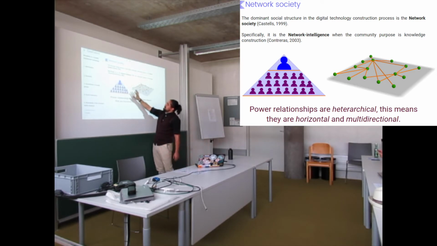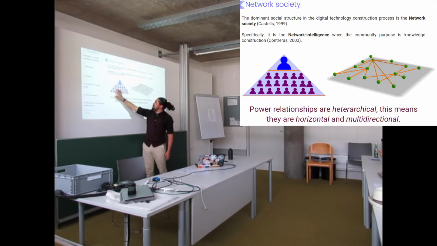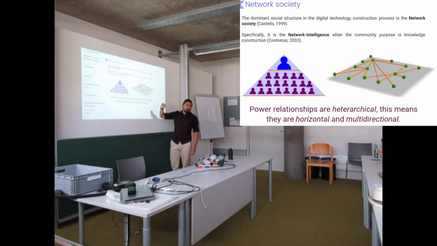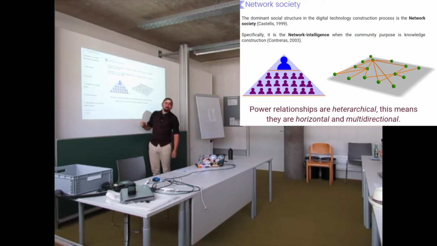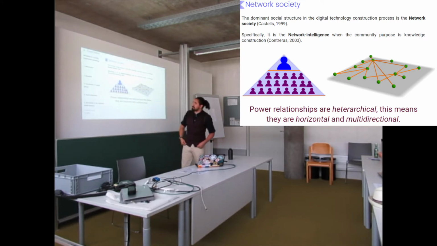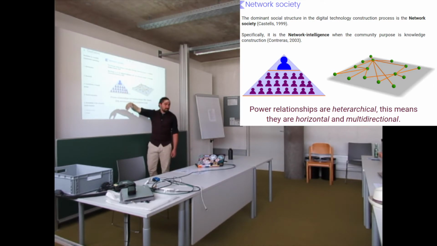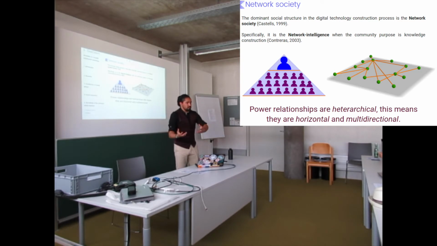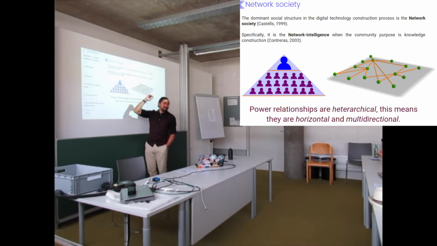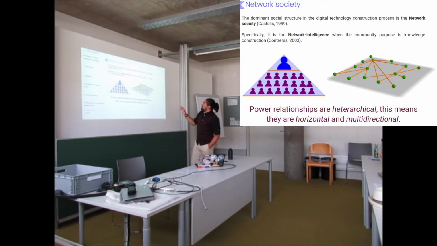And here we have two diagrams to represent the dominant social structure in the pre-digital era, okay, and the dominant social structure in the digital era. For example, here it is, how do you say, hierarchical? Hierarchical. Yeah, hierarchical. Okay. So we have a lot of people working to achieve a goal, but maybe it is not their own goal. What is the goal of the one at the top of the social pyramid? But in our community, the power relationships are not hierarchical. This means, and very important, they are horizontal and multidirectional.